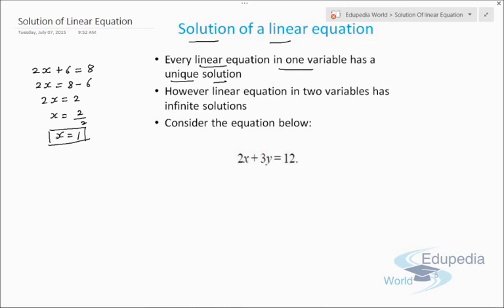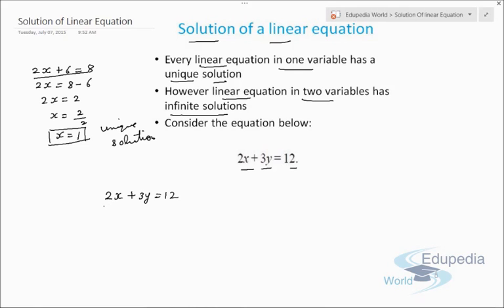Now whenever we solve an equation in one variable, we have only one solution, which is x equals to 1, or x can take only one value. So which is known as unique solution. Unique solution means in every linear equation the variable can take only one value. Now when we have a linear equation in two variables, we have infinite solutions. So let me discuss this equation, 2x plus 3y equals to 12.